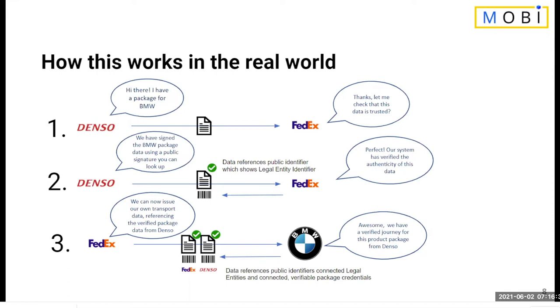So the data references, again, public identifiers, the DIDs, and they are connected to legal entities and connected and verifiable package credentials. So now BMW has a verified journey of this product package from Denso. And I obviously showed only a simplified representation here, but this is how this in part already does work in the real world. How you can use these credentials in a shipping supply chain, for example.